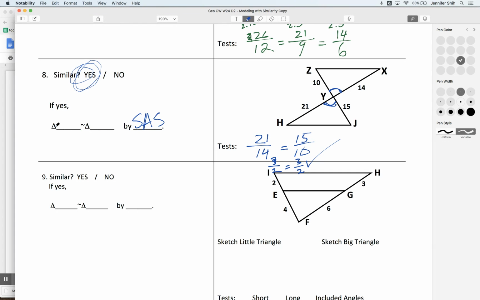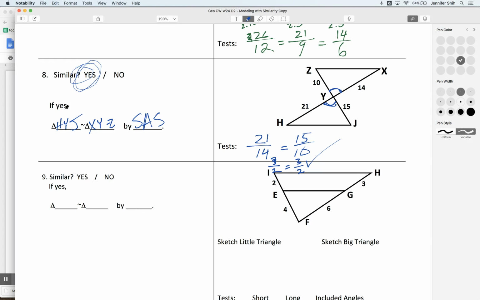Now, the tricky part is deciding what the order is. All we know is that, let's start with H. So H is on the end of the longest length. So here X is on the end of the longest length. We know that Y is in the middle for both of them. That's the angle that they have in common. And then the other letter, the last letter. Remember, if you don't have these letters in the exact order, it is not necessarily true. All the points have to correspond.